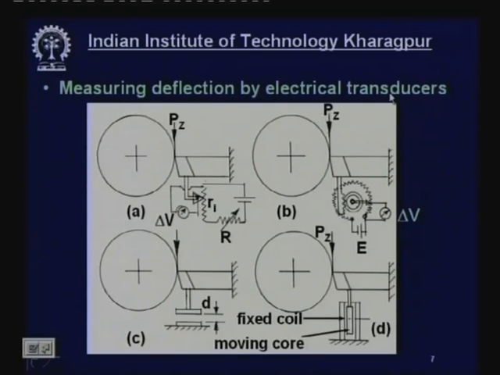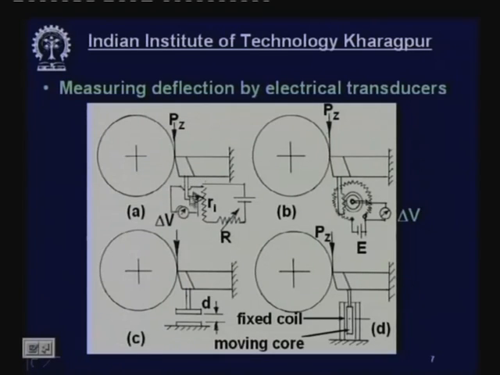Now, measuring deflection by electrical transducers. Other methods are electrical, electronic, and optical methods. There are various methods, but I shall now discuss some of the common methods like electrical. Here is an example of measuring deflection by an electrical transducer, a potentiometer. This is the workpiece, and this is the cutting tool, which looks like a cantilever beam. Now this really represents the tool, tool holder, or any elastic member subject to a force. This will undergo deflection. This deflection will be transmitted.